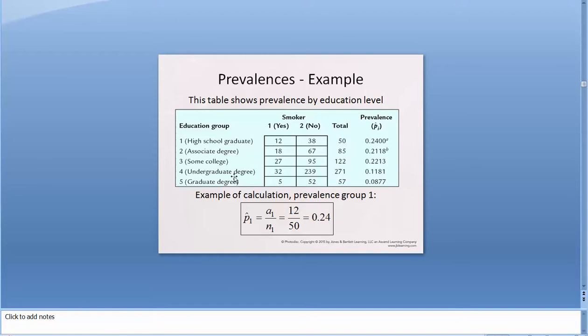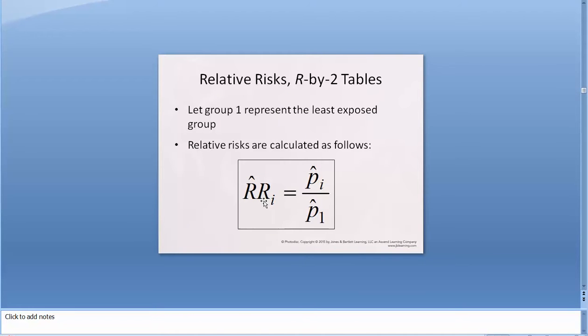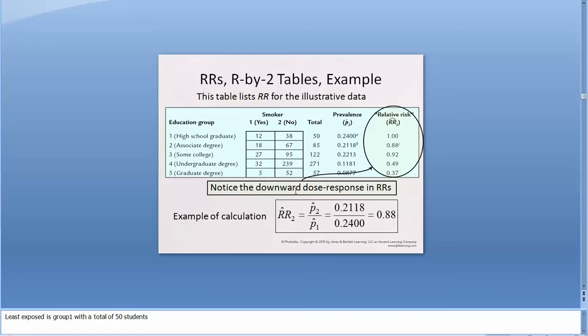In other words, let me go to this slide. If you want to find the relative risk for each group, you have to compare with the high school group. That's what has been done in here. So you need to divide each of these by this, because this is the one that is least exposed. This is the reference group, and then you will get this.